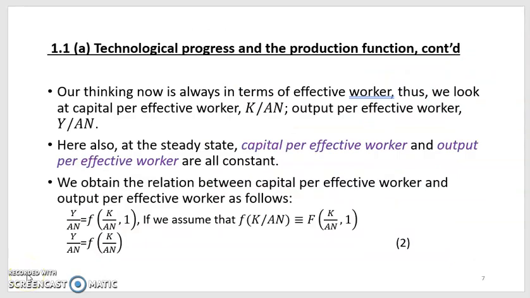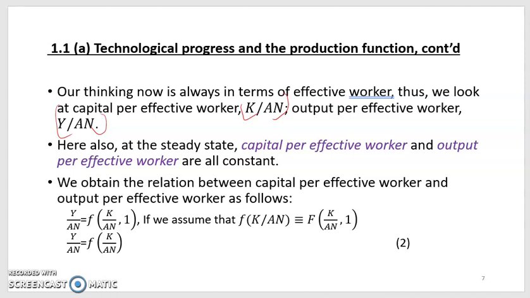In chapter 11, we thought in terms of output per worker and capital per worker. This is because the steady state of the economy was a state where output per worker and capital per worker were constant. Now in this chapter, we look at the steady state where output per effective worker and capital per effective worker are constant. Our thinking now is always in terms of effective worker. Therefore, we look at capital per effective worker and output per effective worker.